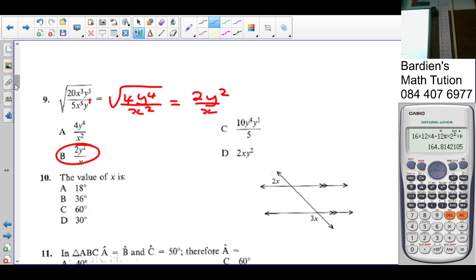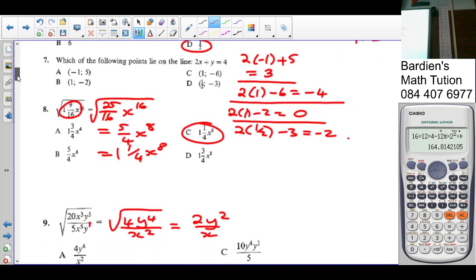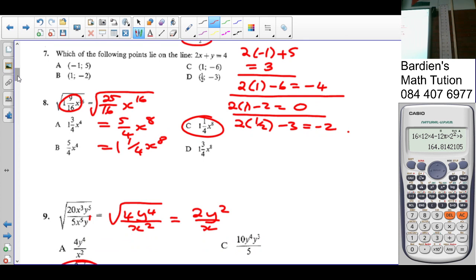Yes, what's the answer there? A. But I disproved A already. Not so? Because 2 times negative 1 is negative 2, and negative 2 plus 5 is 3. So none of these works. Okay?